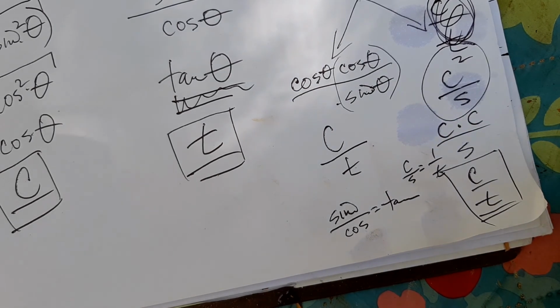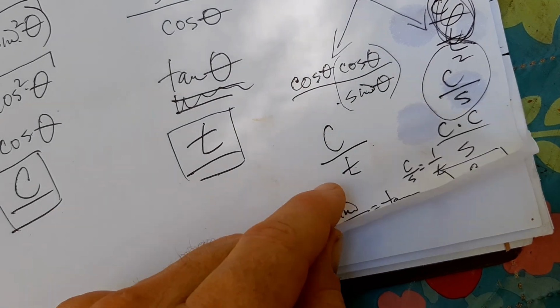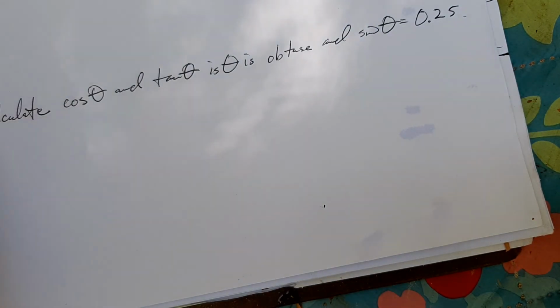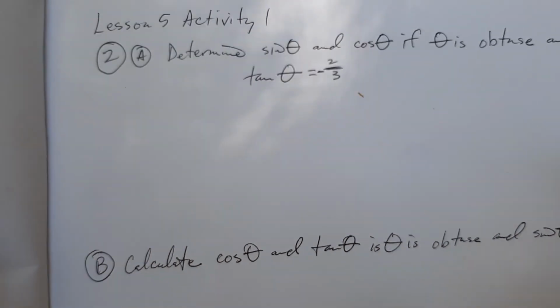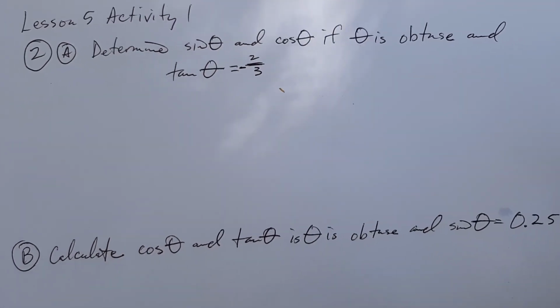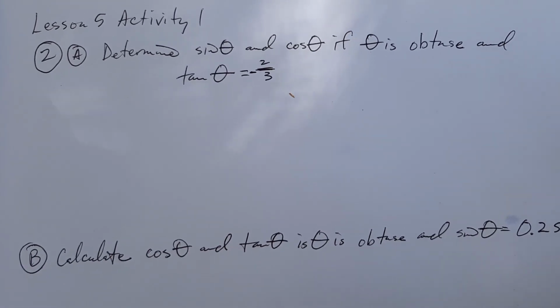All right. Hopefully that wasn't too confusing. Okay, let's go to lesson 5, activity 1, part 2A and B. Please work those, and I will pause this video and start over since this is already over 6 minutes.